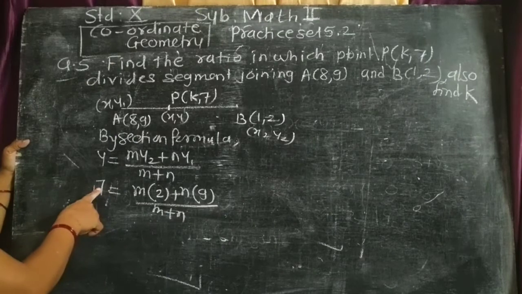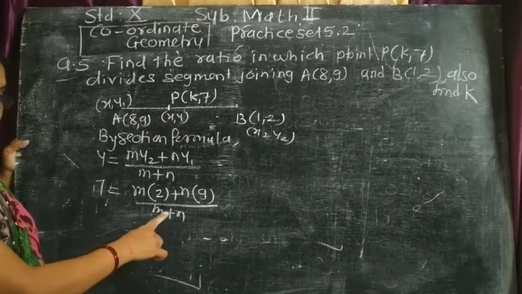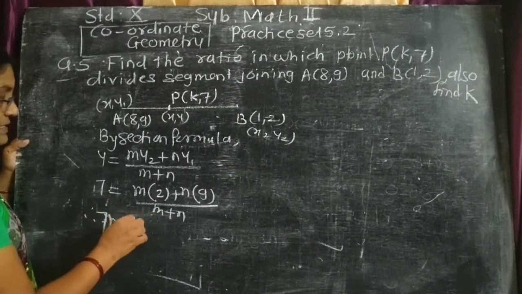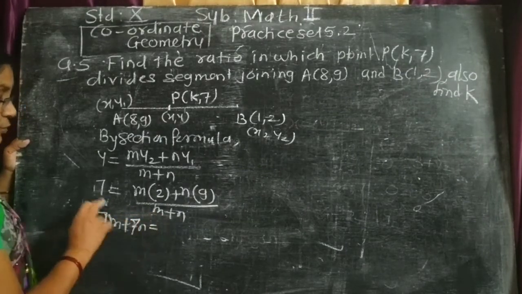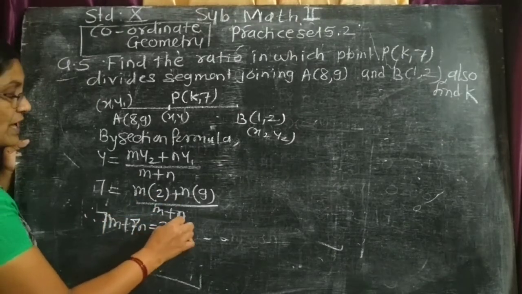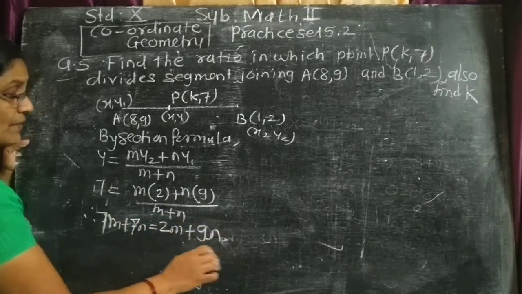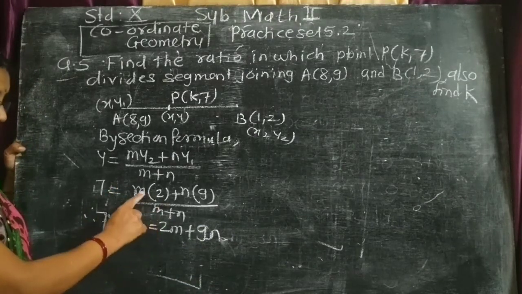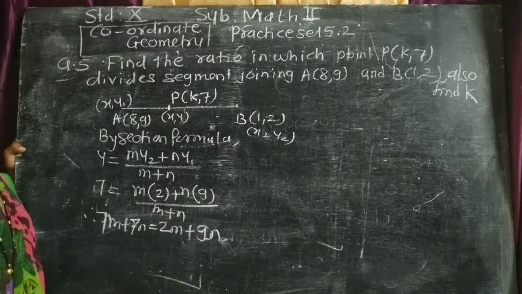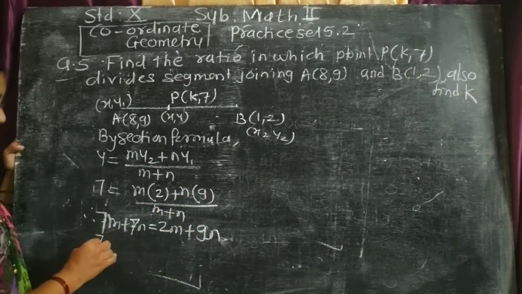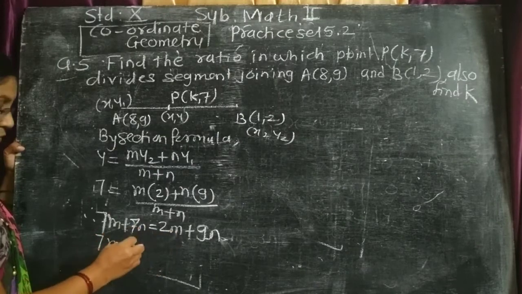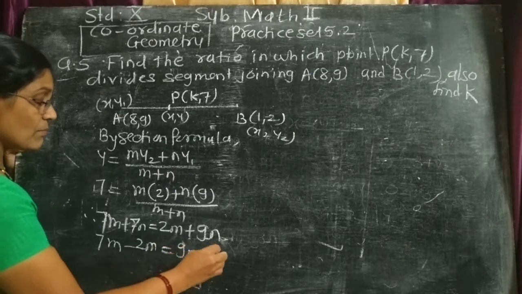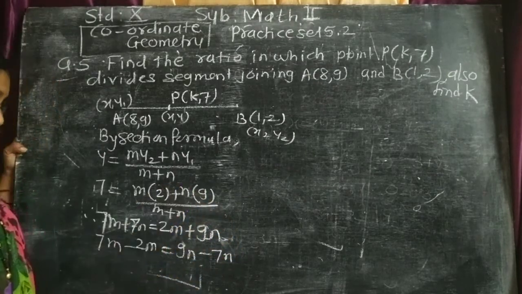Now by cross multiplication, this 7 multiplied by m plus n gives 7m plus 7n, is equal to 2m plus 9n. How do we obtain this? This 7 is multiplied by the denominator, the bracket is solved, and we get this step. This 7m as it is, this 2m transferred to the left side becomes negative, is equal to 9n minus 7n. How do we obtain this? See carefully.